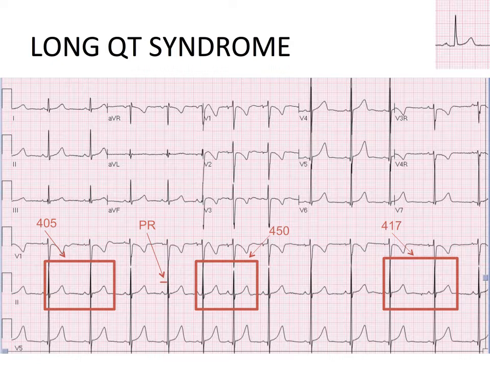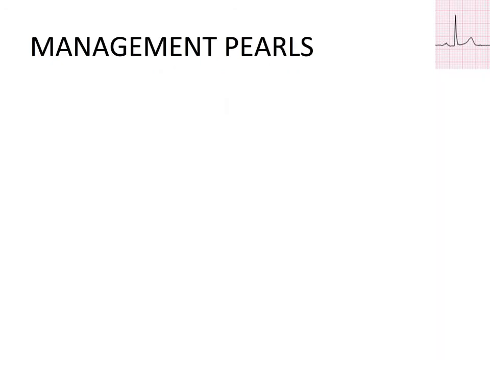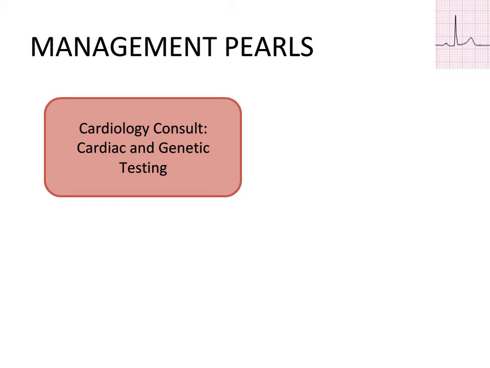Now take a minute to look at the morphology on this EKG. In this EKG, the morphology of the P waves, QRS complexes, ST segments, and T waves are normal. Patients suspected of having long QT syndrome and their family members often need to undergo further cardiac and genetic testing. Therefore, all of these patients should be referred to cardiology.